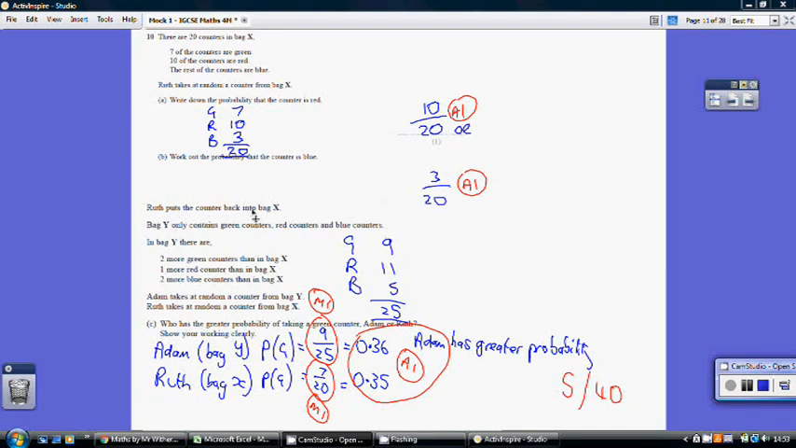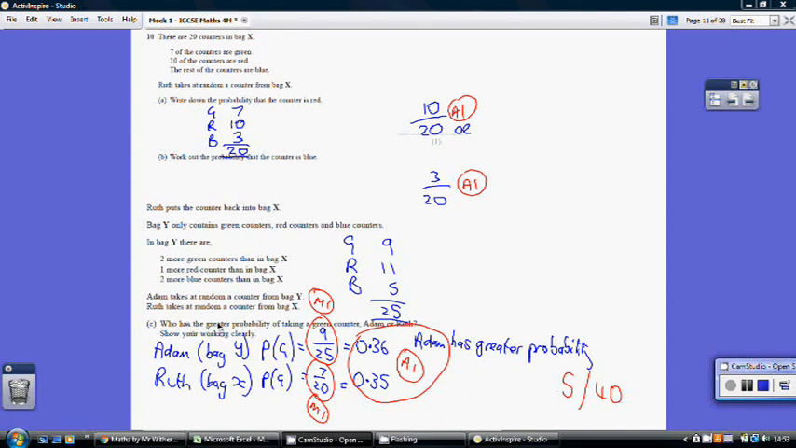Now, Ruth puts the counters back into bag X. Bag Y only contains green, red and blue. In bag Y there are the following. 2 more green counters, so 2 more than 7, which is 9. 1 more red counter, so 1 more than 10, which is 11. And 2 more blue counters, so 2 more than 3, which is 5. Adding those up, we can see we've now got 25 counters in total.